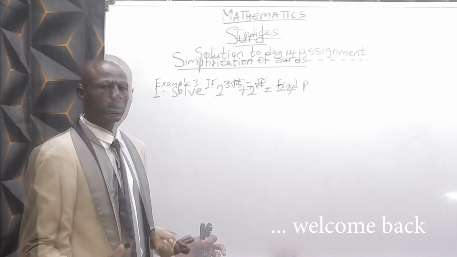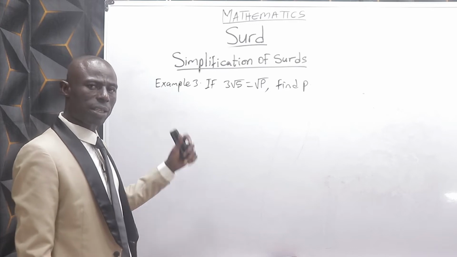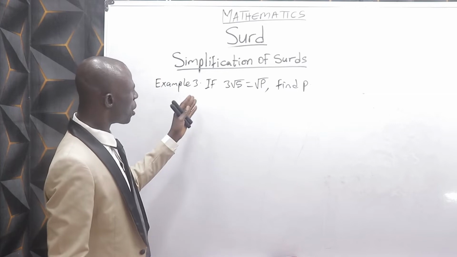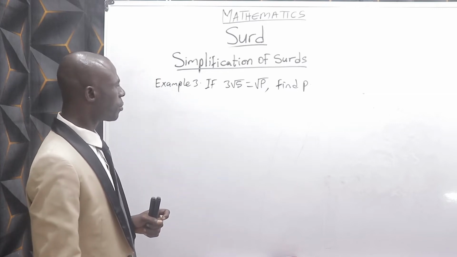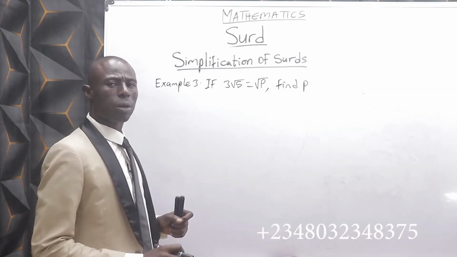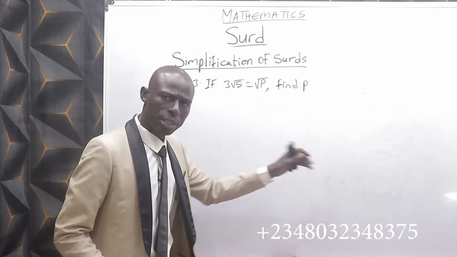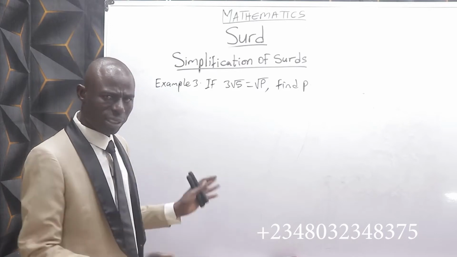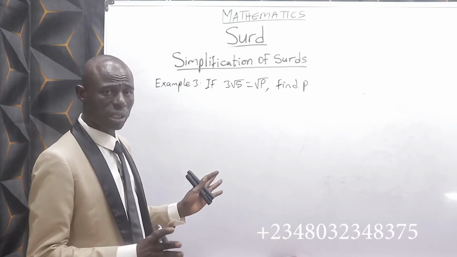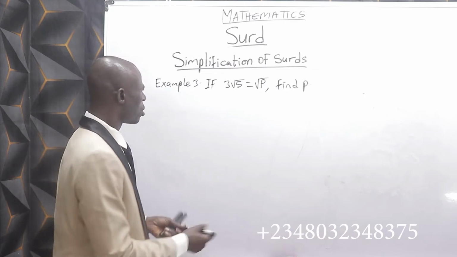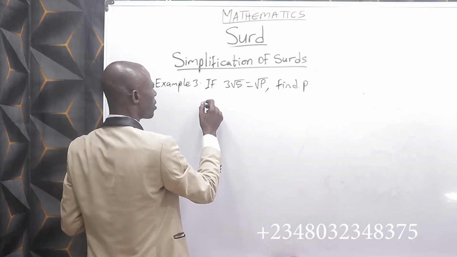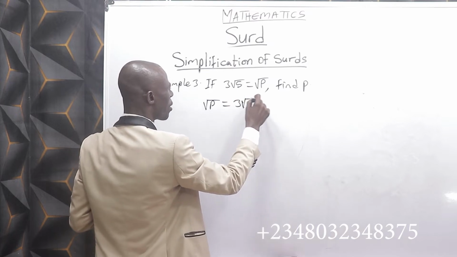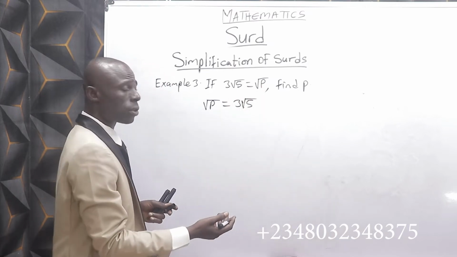This is another day. Let's consider this example 3. It looks different. If 3 root 5 is equal to square root of p, find p. What are you expected to do? Simple indices. This is just simple indices. Do it in surds. You rewrite it as root p equals 3 root 5. You are writing the same thing.